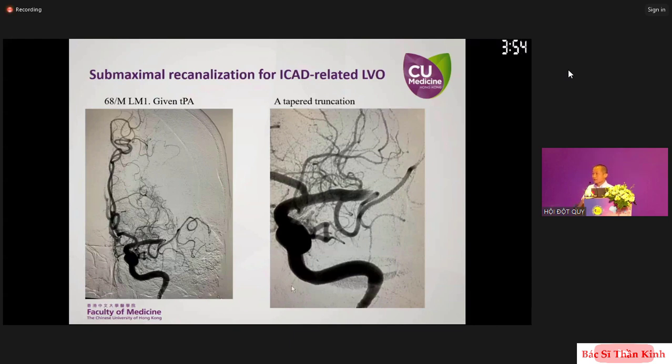So what can we do about this? We try to do it in a more gentle manner, or in submaximal recanalization. The reason is that even for carotid or intracranial stenosis, you will be very careful or gentle, even in the elective manner. So how come in the acute stage, you would use a stent retriever to do an endarterectomy that aggressively, particularly when there's no antiplatelet on board?